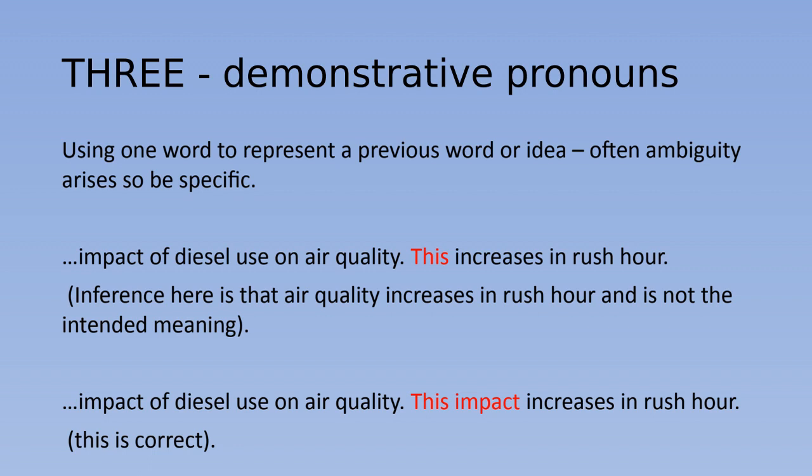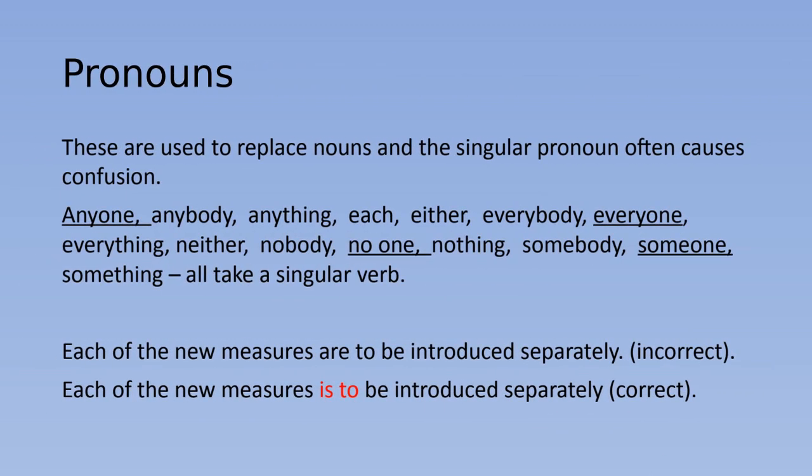So that makes the reader know exactly what they're reading, rather than having to second guess it. Okay, so pronouns. These are used to replace nouns, and a singular pronoun often causes confusion. So we have here anyone, anybody, anything, each, either, everybody, everyone, everything. You can see the list there. Neither, nobody, no one, nothing, somebody, someone, something, all take a singular verb. It does not take the plural.